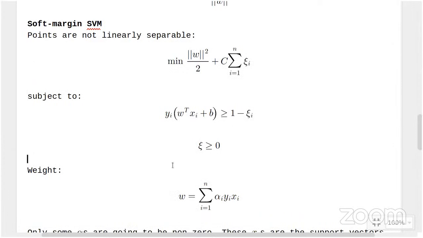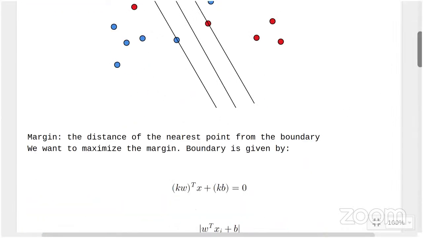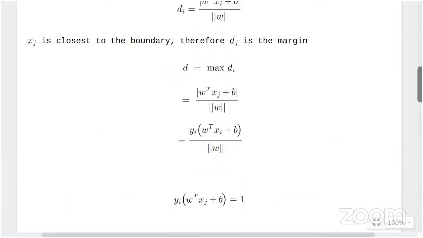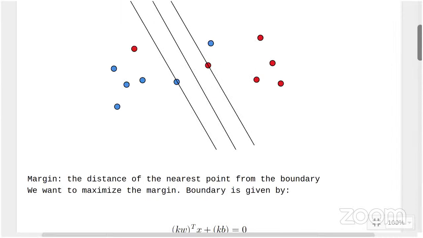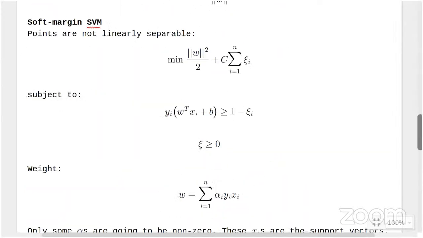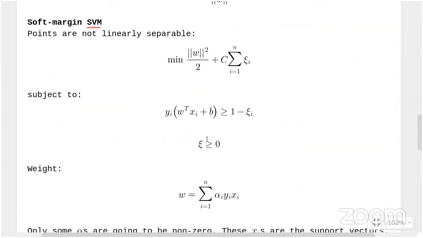So it's always greater than or equal to 0. It could also be 0, if it is on the bounding plane, or if it is already correctly on the right side of the margin. For these points, it's 0. This is also 0, but this is positive. I think in the lecture slides they made a mistake. Between the bounding plane and the decision boundary, it was shown as slack being less than 0. That is wrong, so that needs to be corrected actually. So it is always non-negative, either 0 or positive.